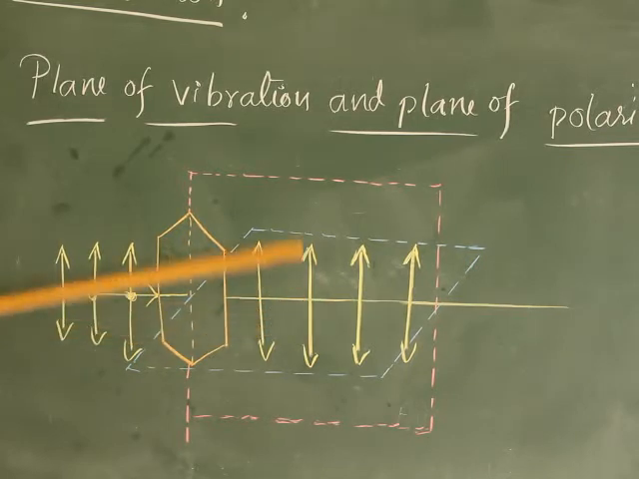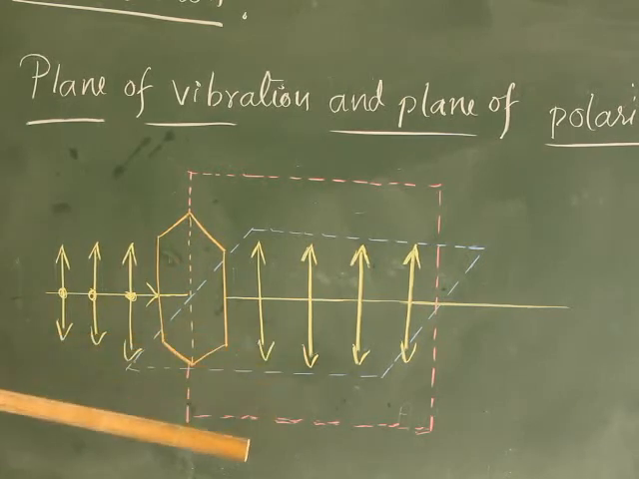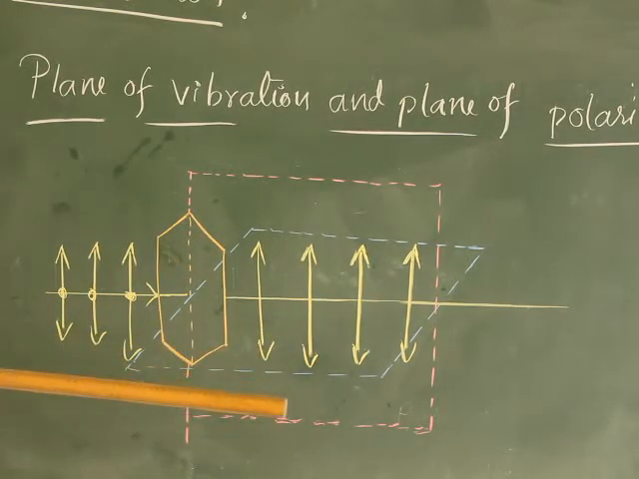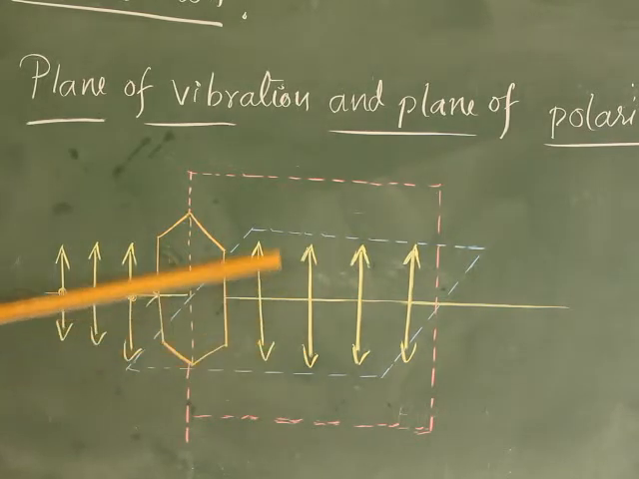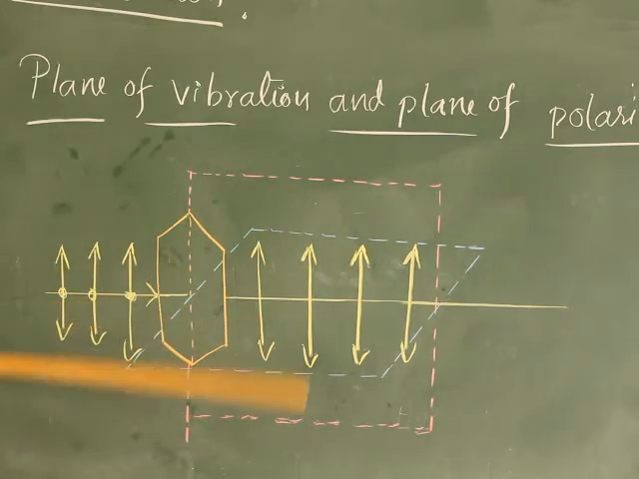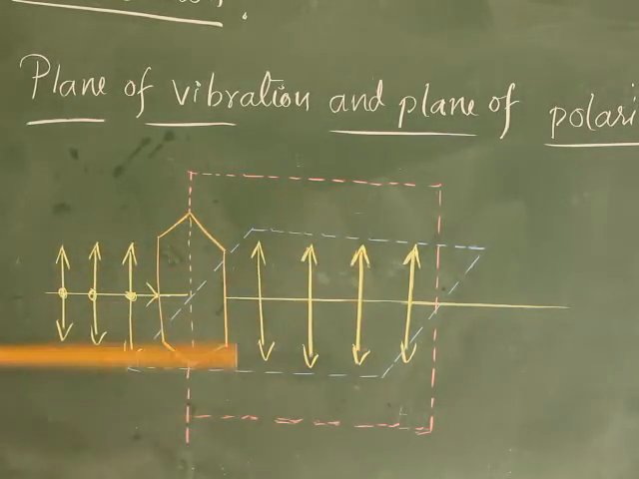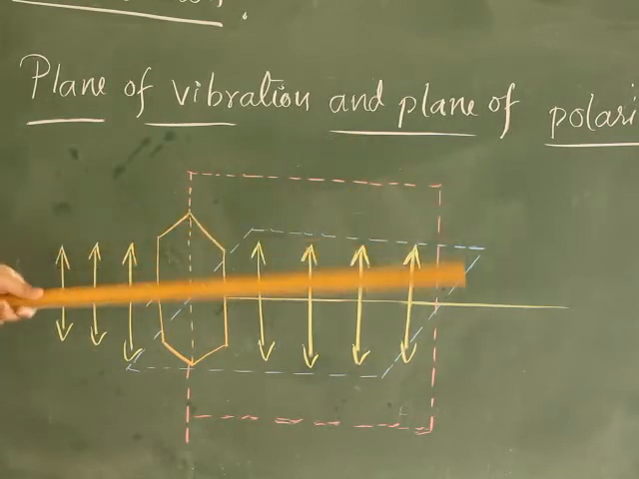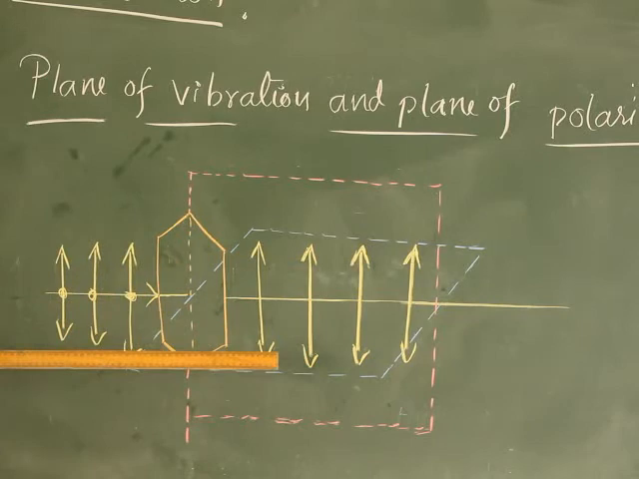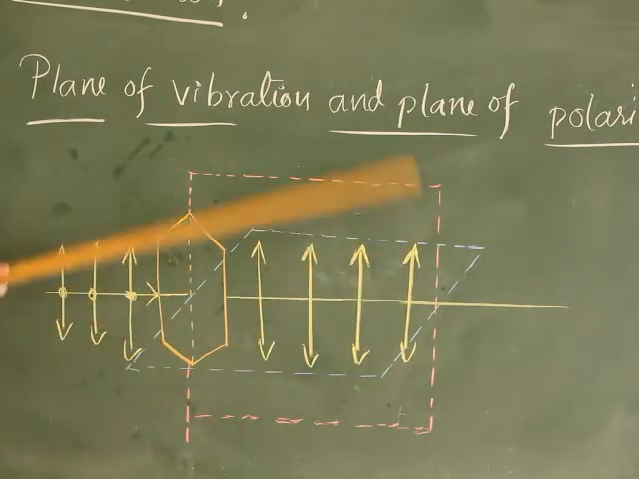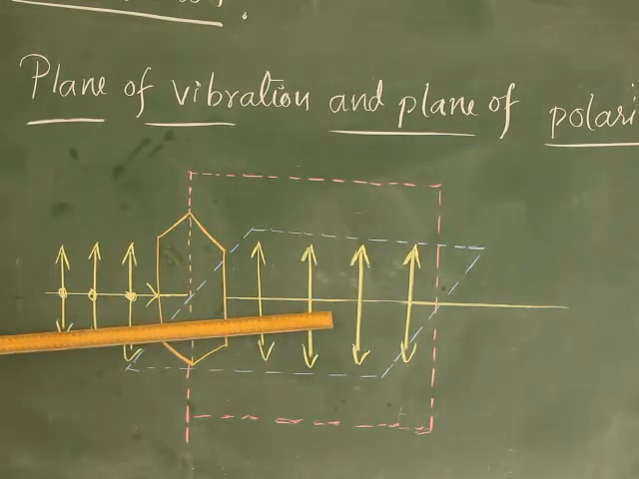plane polarized. In which direction? Vertical direction it is coming out. Polarized in which direction? Horizontally it is cut off. Horizontal vibrations are cut off, that means polarized along horizontal. Allowed in which direction? Only vertical vibrations are allowed. So the plane containing the vibrations of light, the pink dotted line, because only vertical vibrations are there, that vertical plane which contains the vibration is called plane of vibration.